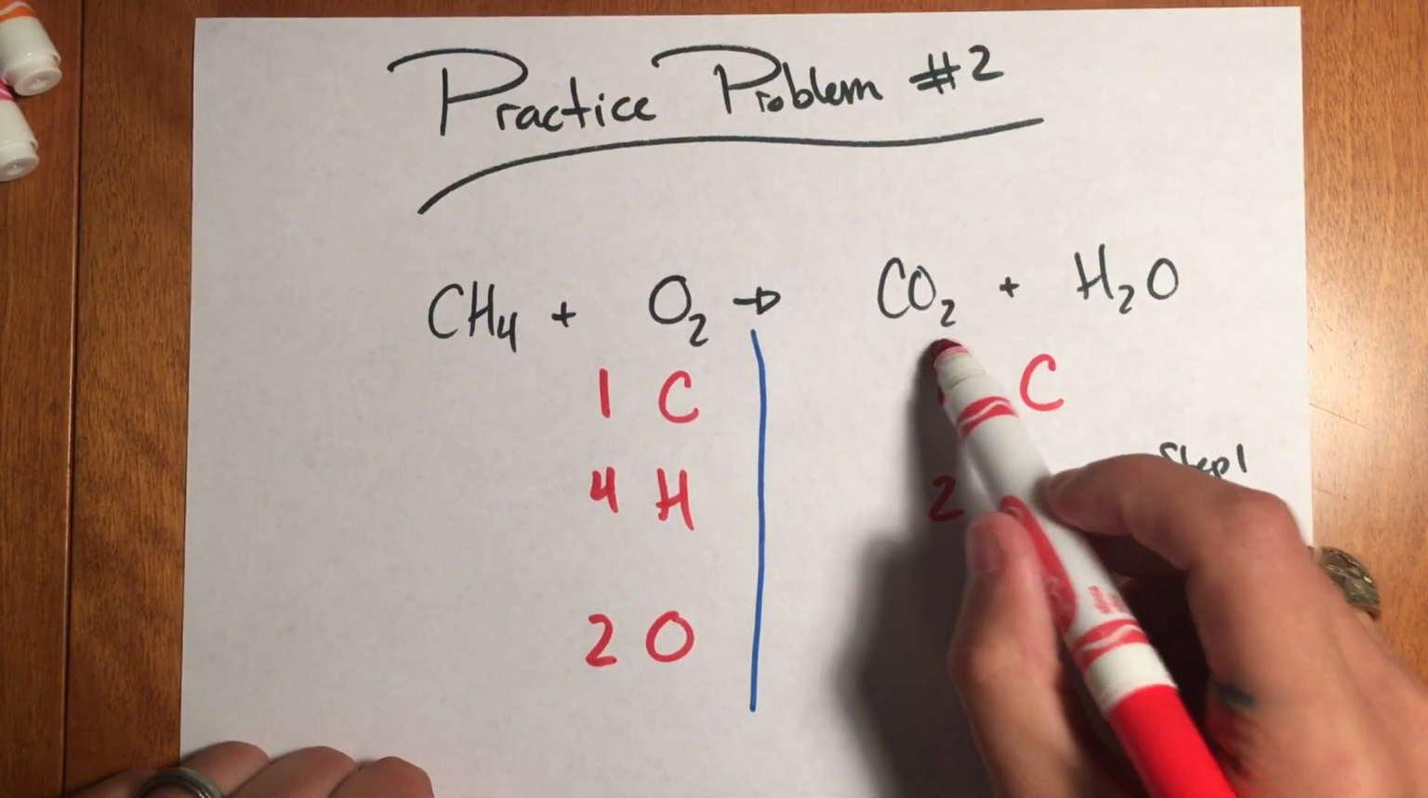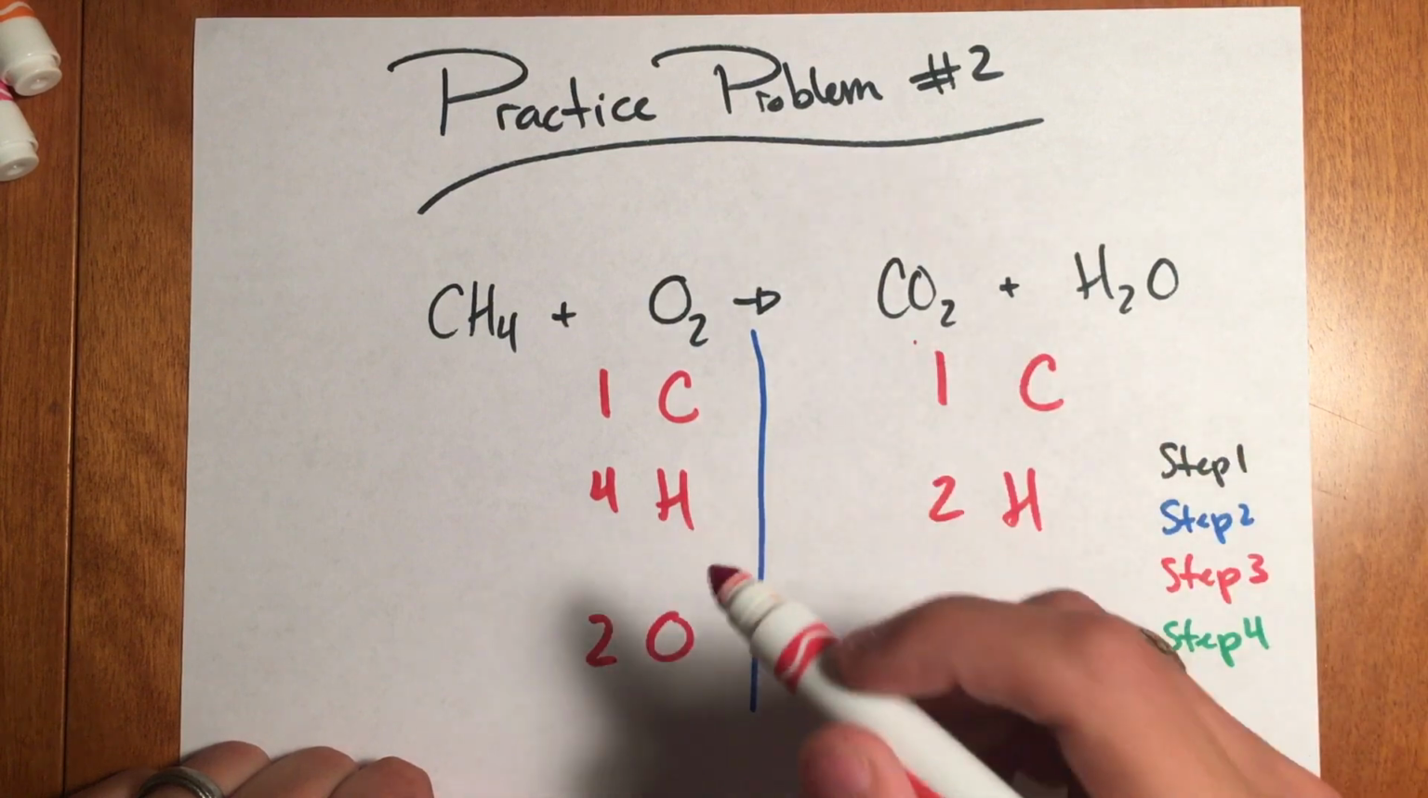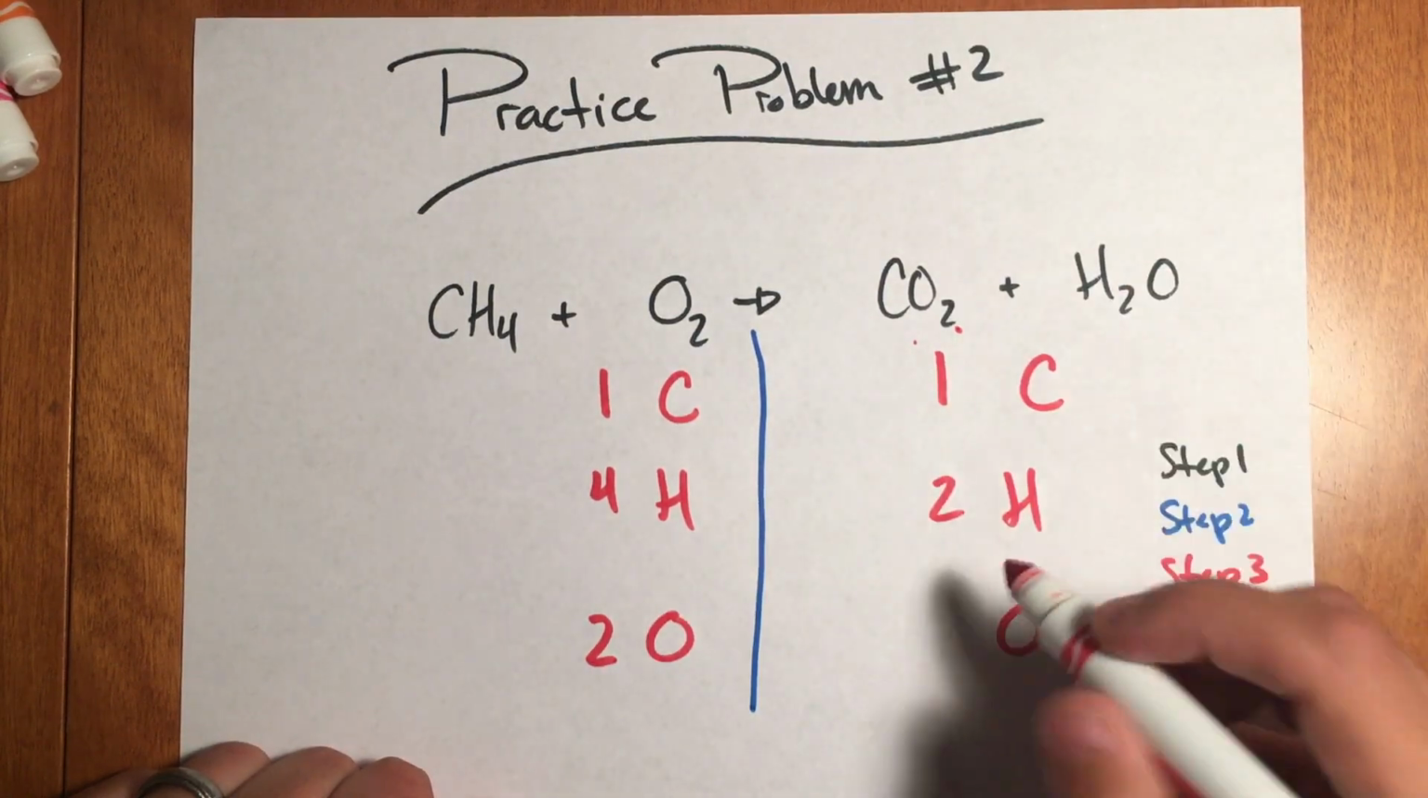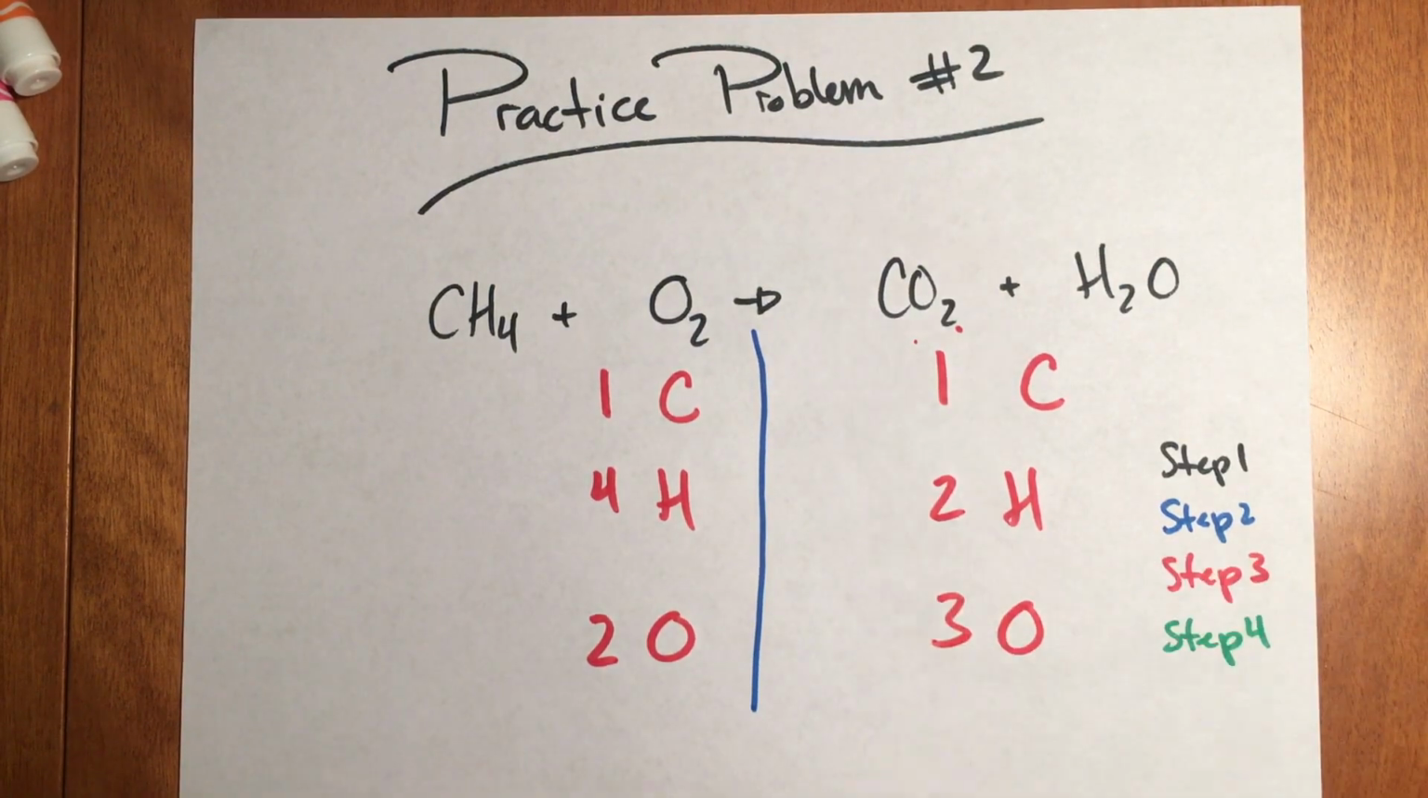If I have the same element in 2 different compounds, I just add both of them. So this is 2 plus 1, so that gives me 3. Then we need to start balancing the equation. We're gonna leave oxygen for last. Carbon's already balanced, so let's balance the hydrogens.